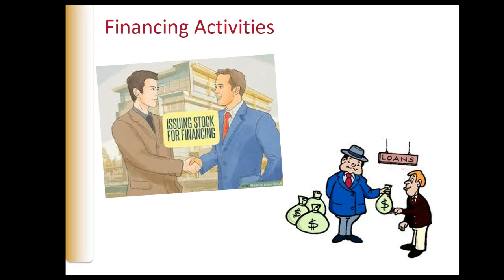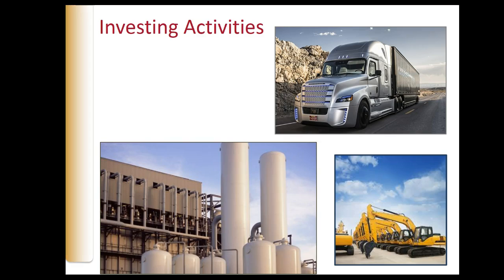So when we talk about financing activities, the two primary activities deal with issuing stock and taking out loans, credit types of transactions. Investing activities are pursuing resources that are going to benefit the company for greater than a year. Heavy-duty equipment, property, plant, and equipment, land, those are investing activities.